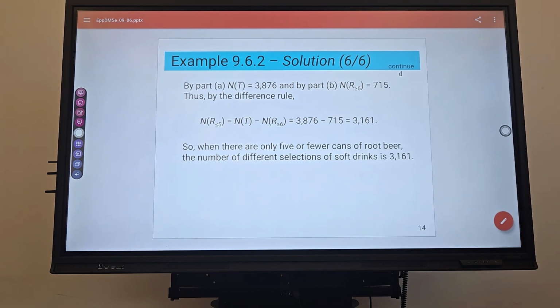By part A, the total number of selections possible is 3,876, and by part B, the number with 6 or more is 715. Thus, by the difference rule, there are 3,161 different combinations for the set R less than or equal to 5. So when there are only 5 or fewer cans of root beer, the number of different selections of soft drinks is 3,161.